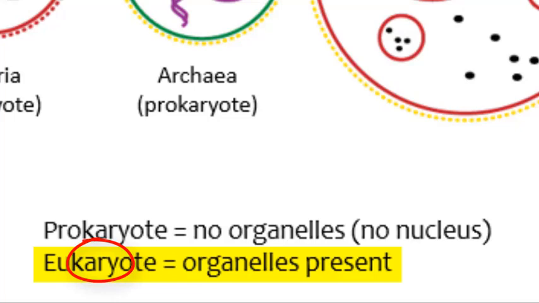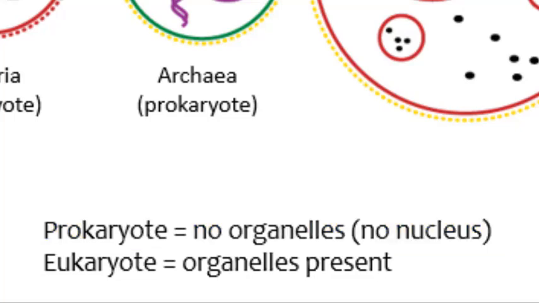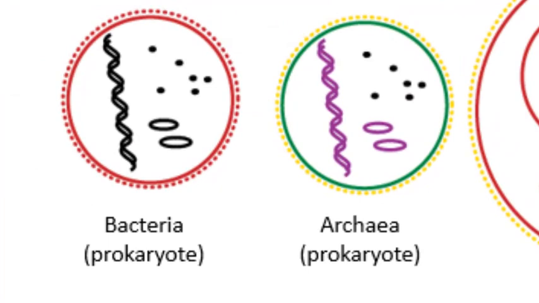Karyo means nucleus. Eu means true. So eukaryotes have a true nucleus. Pro just means before. So prokaryotes evolved before the nucleus. For a long time, we thought there was just one type of prokaryotic cell, bacteria. But it turns out that there's 2, bacteria and archaea.